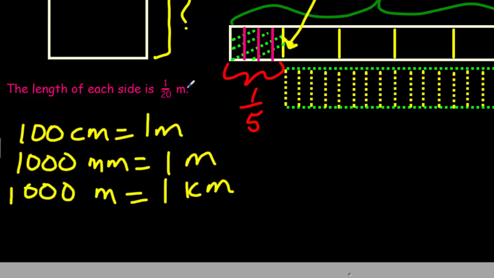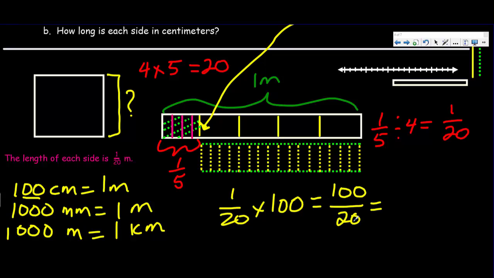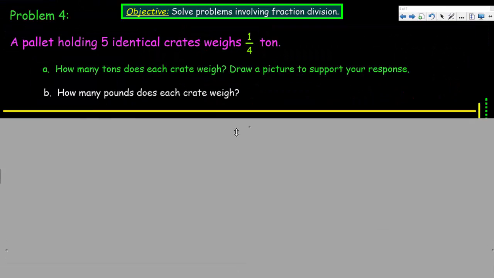Well, if we have this in meters, we need to convert it into centimeters. How do we do that? To go from meters to centimeters, look at the difference. We have a power of 2 tens, so we're going to need to multiply the meters by 100. So let's take 1/20th, that's one side, and multiply that by 100. That's just 100 over 20, and now we have a power of 10 here, which is really just 10 divided by 2. So this is just going to be 5 centimeters. Not a really long side. So each side is 5 centimeters.